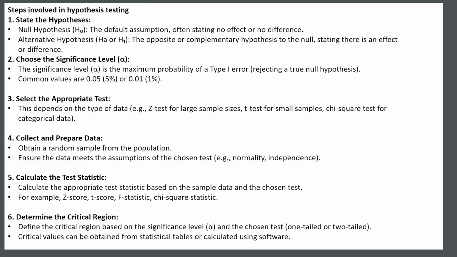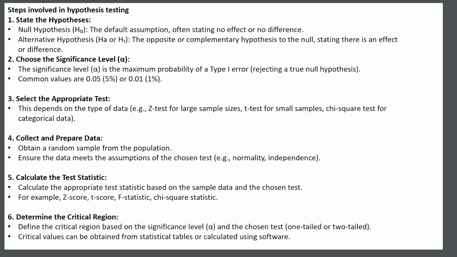So now we know the different types of hypothesis. Now we will see what the steps involved in hypothesis testing are. The first step is to state the hypothesis. So what is a null hypothesis? Generally, what we specify in the null hypothesis is that there is no effect because of the variation in any particular value.